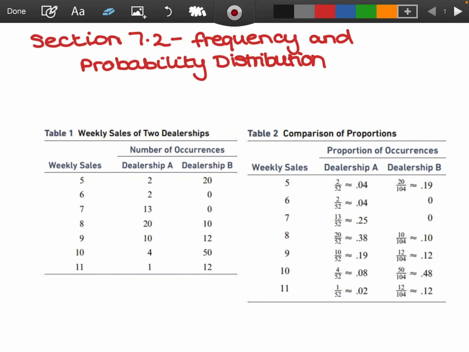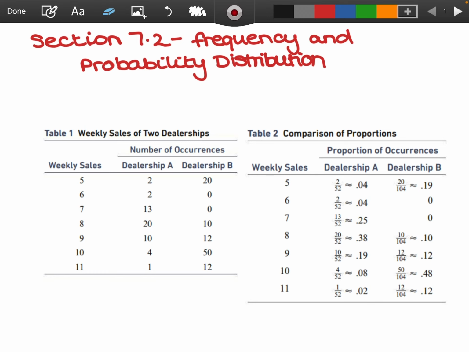In today's video, we're going to look at section 7.2, frequency and probability distribution. I want to look at what each of these things are and relate them to a histogram that we looked at in the last section. So, first of all, I'm going to look at this example.